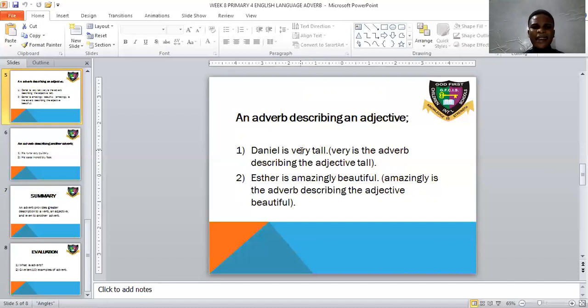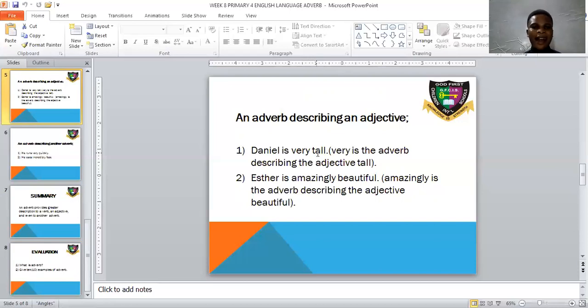Now, this very that we have here is what we call an adverb. The very is now describing the adjective tall. That is, Daniel is very tall. Now, this very is describing how tall Daniel is, saying he is very tall. That is, he is not just tall. People can just be tall, not too tall. But now, if somebody is very tall, that very you are adding to the sentence is what we call an adverb. So it is this very that is describing the adjective tall.